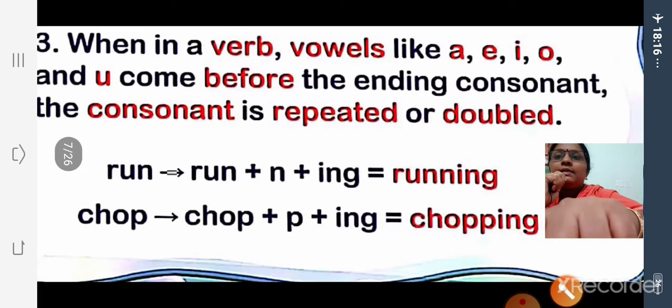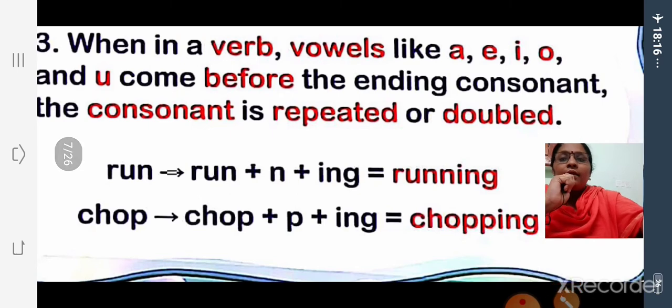Then second rule is when in a verb vowels like A, E, I, O, U come before the ending consonant, the consonant is repeated or doubled. Okay, another rule. In a verb, vowels like A, E, I, O, U come before the ending consonant. Vowels means A, E, I, O, U. In Malayalam it is swarakshara. In English we have only 5 vowels A, E, I, O, U.